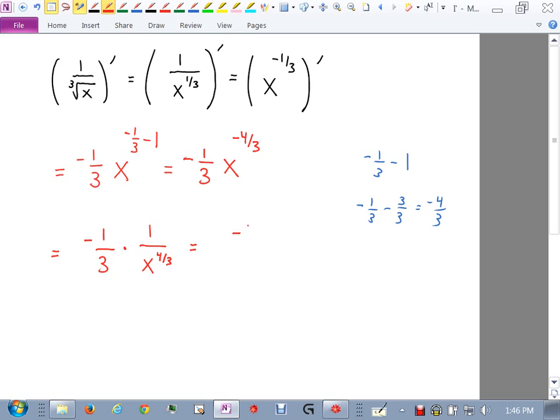Can you write that in radical notation? It's 3, and then what root is it? Cube root of x to the 4th. That's what x to the 4/3 means. The 4 is the power on x. The 3 in the denominator is the root.